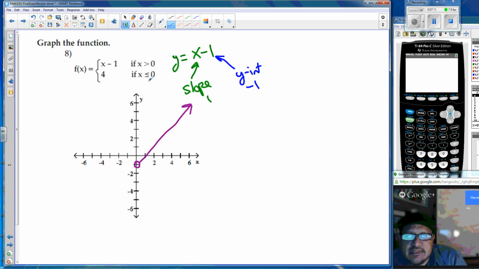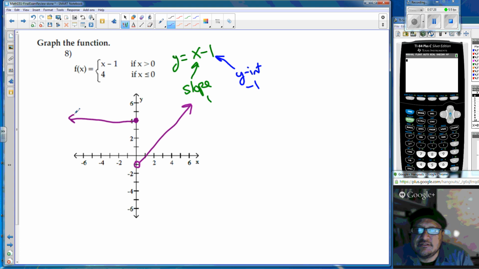Now for the negative side, f of x equals 4. So here we can fill in the circle because it's allowed to be 4 at 0. And then it's just always equal to 4. This is supposed to be a straight line. So that's a straight line across, and this is a straight line at a 45-degree angle. It's equal to 4 when x is negative, and it's equal to this line when x is positive.